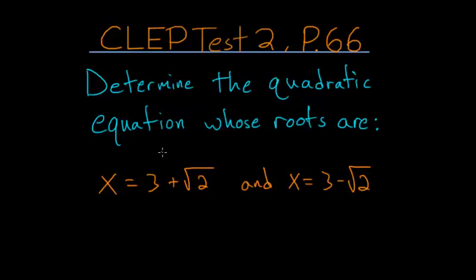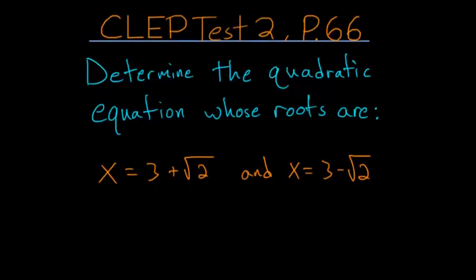Determine the quadratic equation whose roots are x is equal to 3 plus root 2 and x is equal to 3 minus root 2. So before we try and solve this problem, let's think about a simpler case.